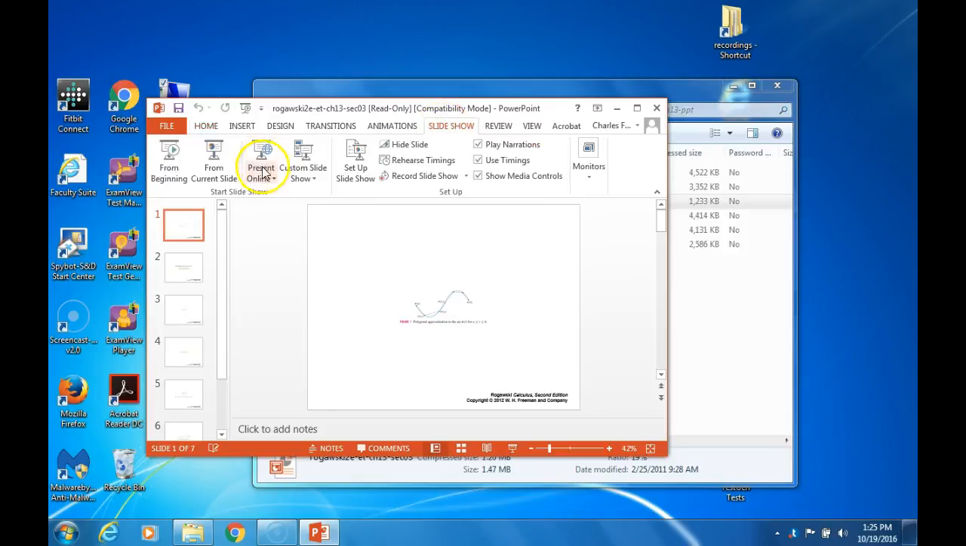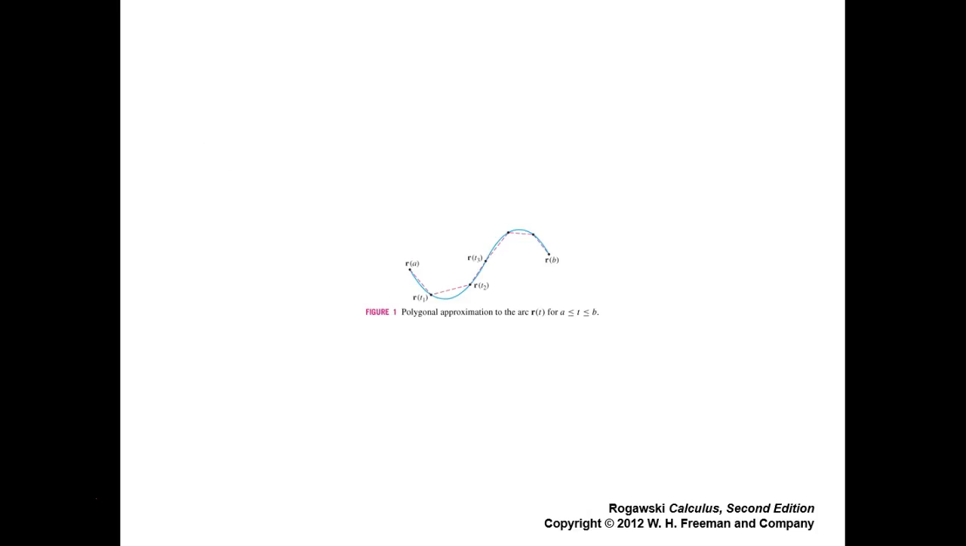Now, in 11.2, we derived the formula for the arc length of a plane curve given the parametric form. I don't know if you remember that or not. Now we're going to talk about a three-dimensional curve.